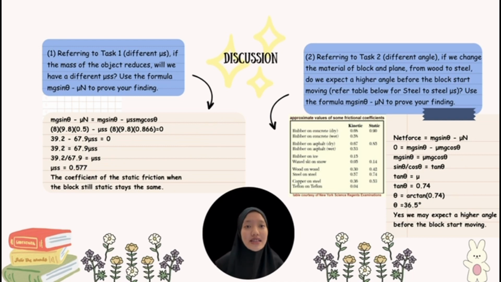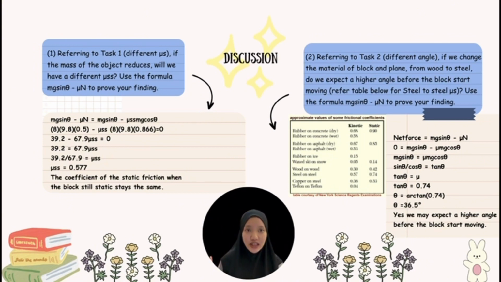Now, all we need to do is insert the values into the formula. But don't forget to change the mass value, because we want to see if we will have a different coefficient of static friction when the block is still static if the mass of the object reduces. After the calculation, we get the answer 0.557, which is the same as the value when the mass of the object is 10 kg. So we can conclude that the coefficient of static friction stays the same because the mass of the object doesn't affect it.